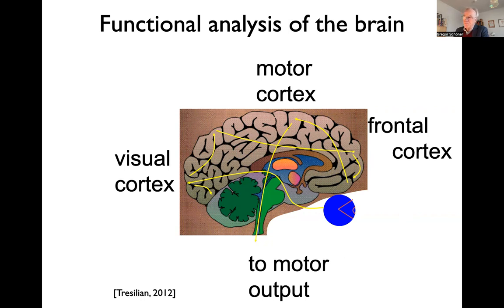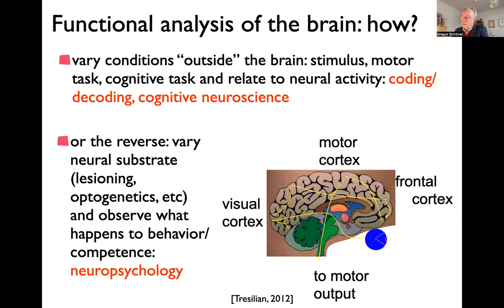And how does information like that come about? How do we assign functions to particular subsets of the brain? Well, there are two fundamental ways that this is done, and I'll talk about the first one, which is roughly described by the keywords of coding, decoding, and it's part of what is called cognitive neuroscience.